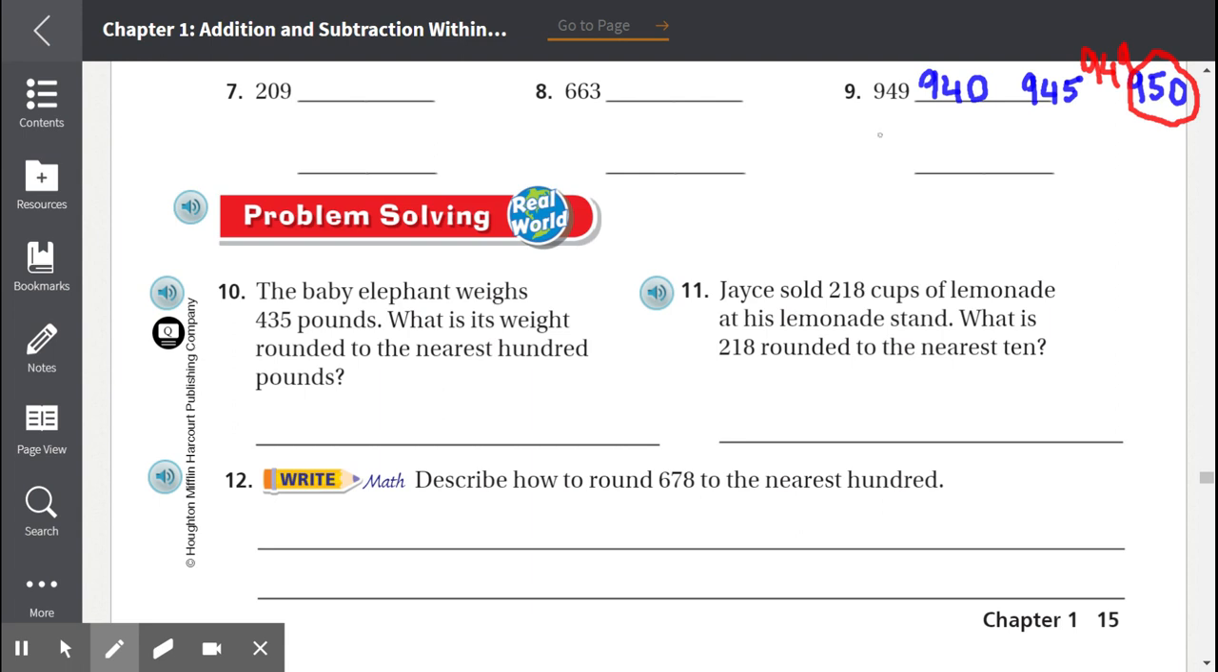So now let's round 949 to the nearest hundred. So 949 is between 900 and 1,000. Now let's find the number that's in the middle of 900 and 1,000. The number that's in the middle of 900 and 1,000 is 950.